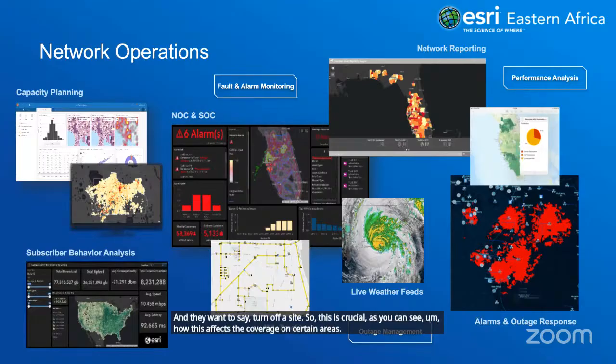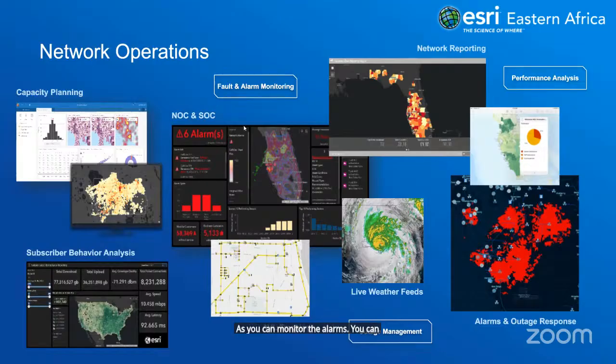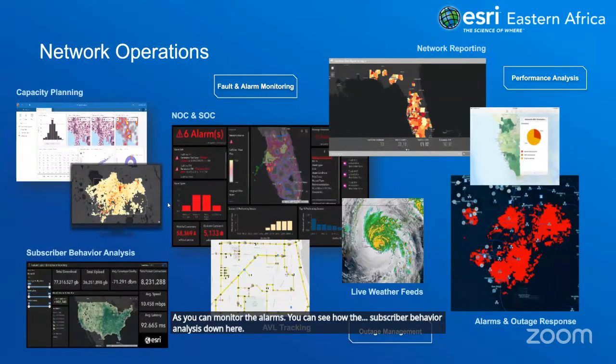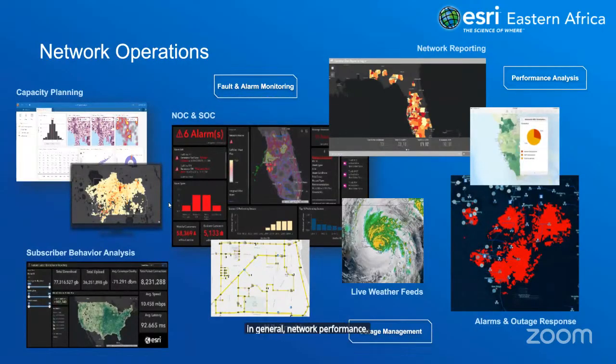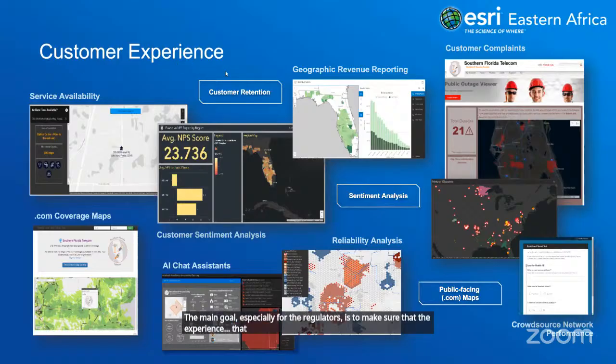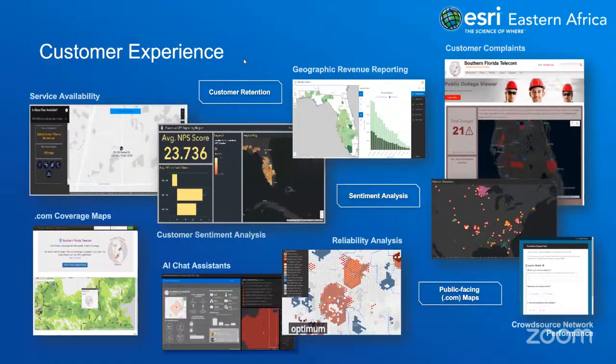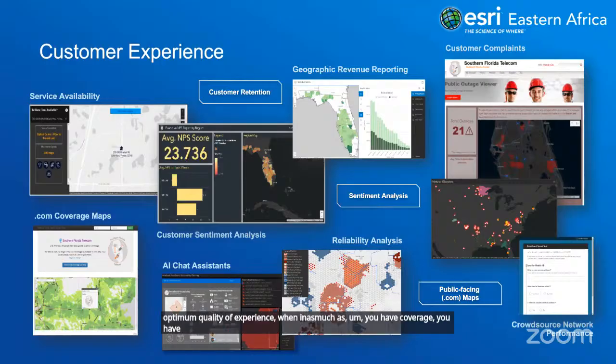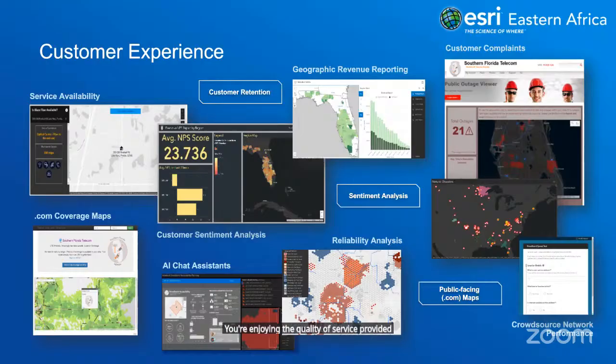As you can monitor the alarms, you can see the subscriber behavior analysis down here and general network performance. Eventually, all this trickles down to the general customer experience. The main goal, especially for the regulators, is to make sure that the customer has optimum quality of experience. In as much as you have coverage, you have quality coverage. You just don't have coverage. You're enjoying the quality of service provided by your operator.